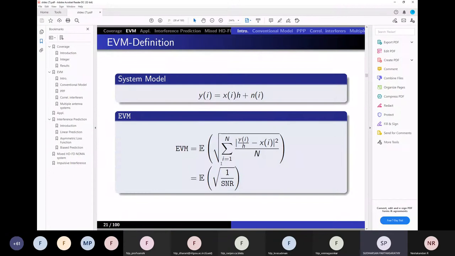So what is the definition of EVM? Let's have a simple system model: Y of i equals X of i into H plus N of i. The definition of EVM is the expectation of the square root of the summation of the errors, so you equalize y of i by h minus x of i, the whole square, divided by N. Your h is going to be constant for N symbols, and this is root mean square. So your EVM is going to be essentially the expectation of the square root of 1 by SNR, if you do the math for this.